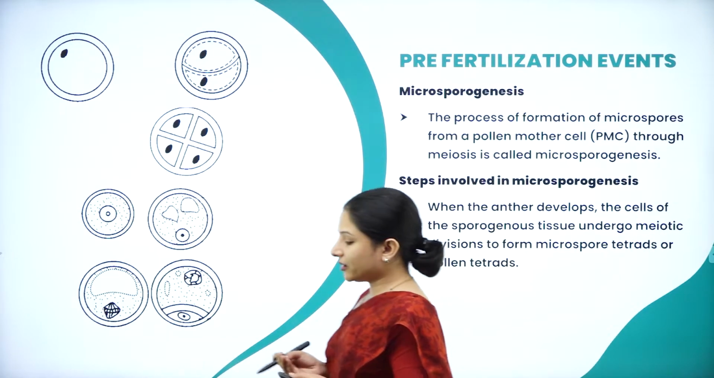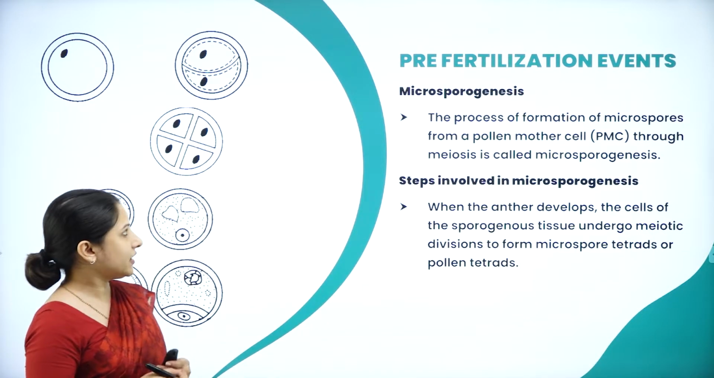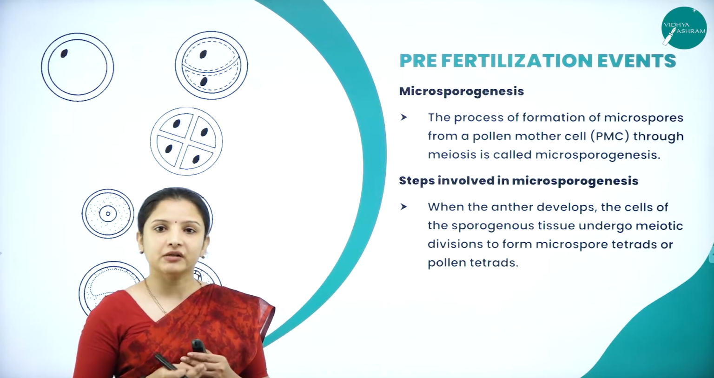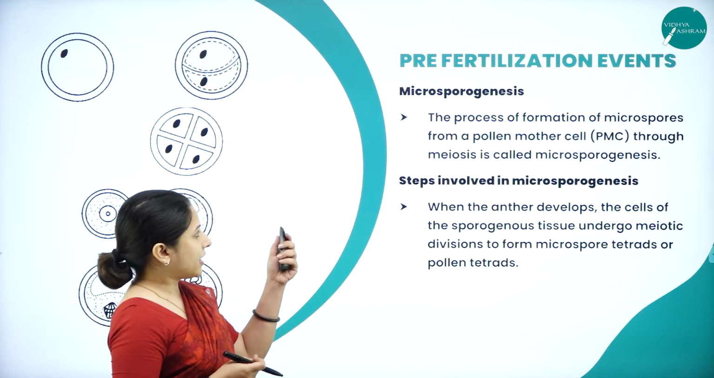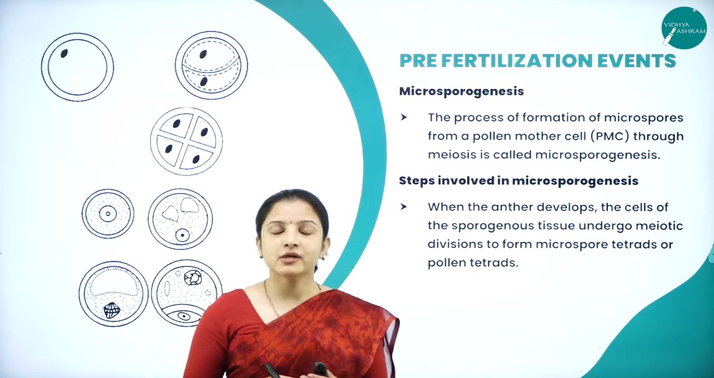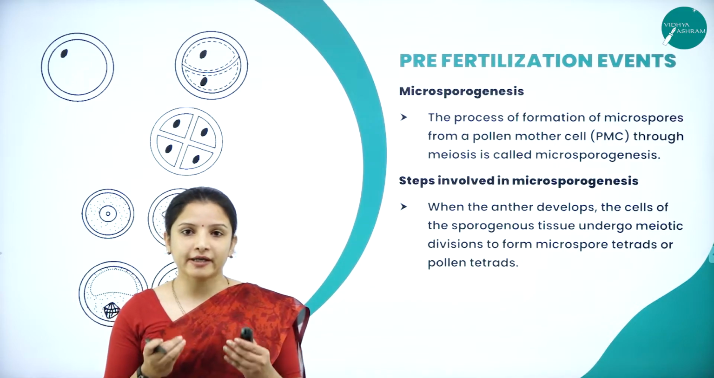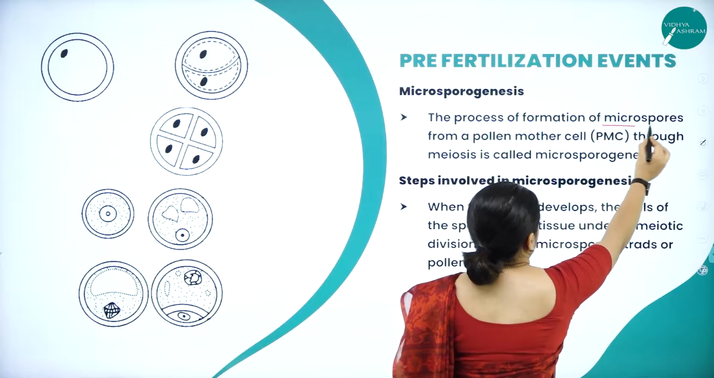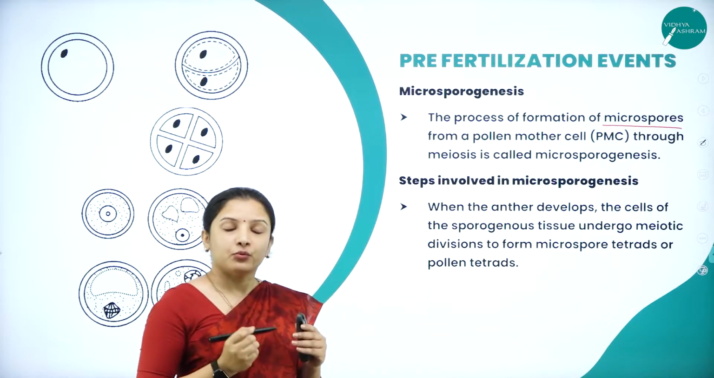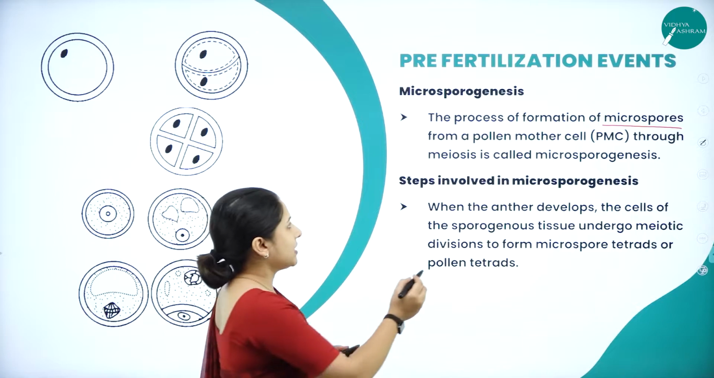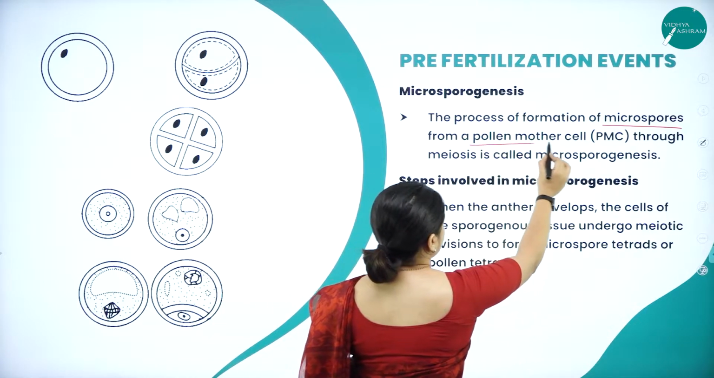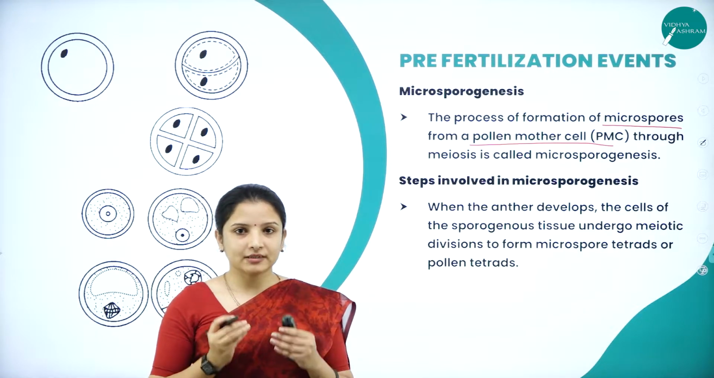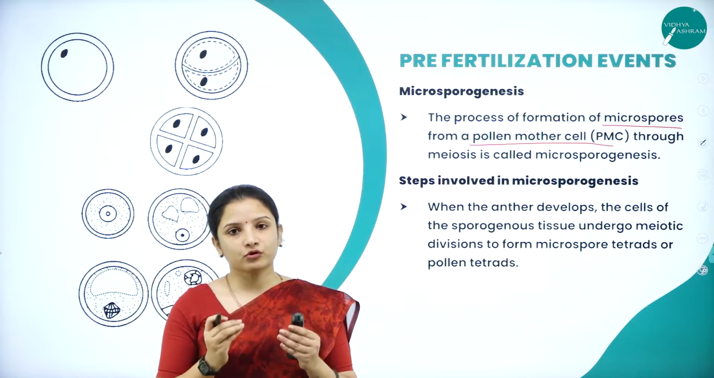First we'll learn about the first reproductive event, microsporogenesis, which comes under the pre-fertilization events. Microsporogenesis, as I told you, is the process wherein the microspores are formed. What are the microspores? The microspores are nothing but the pollen grains. Where are these pollen grains produced? They are produced from the pollen mother cell. The pollen mother cell is part of the sporogenous tissue.